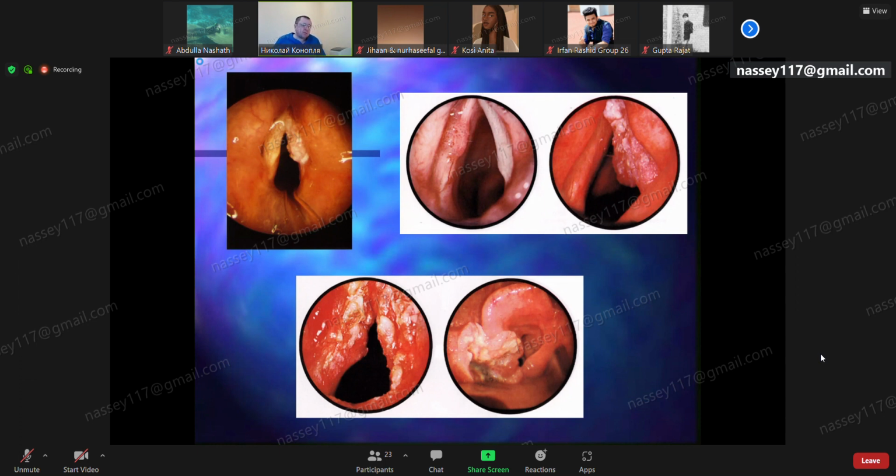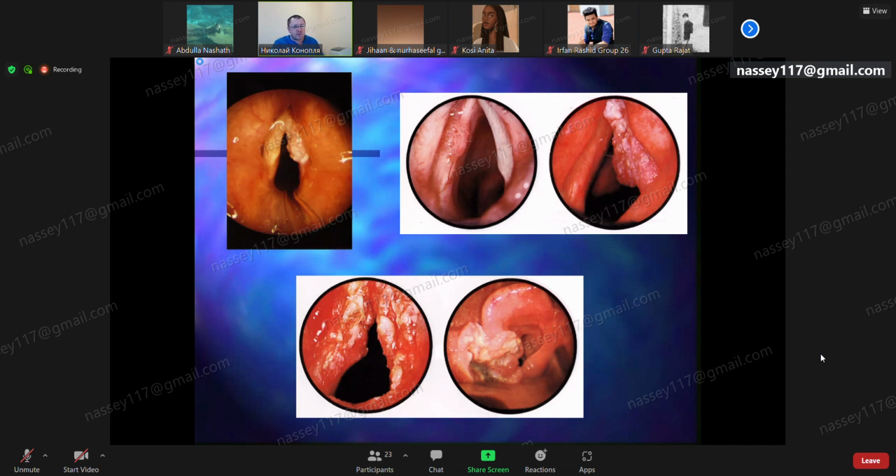Several words about prognosis. In all these cases, prognosis depends on many factors, first of all on the stage of the tumor. If we do hemilaryngectomy or total laryngectomy, prognosis is usually not very good.